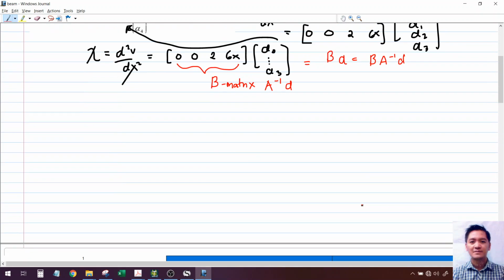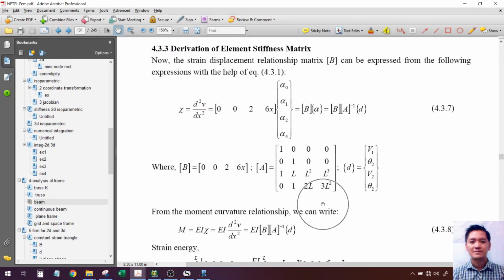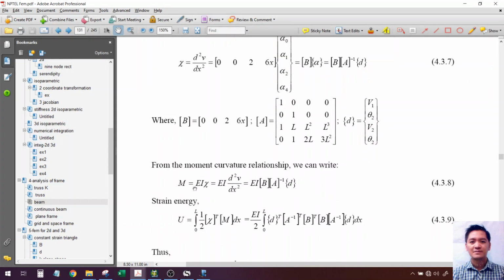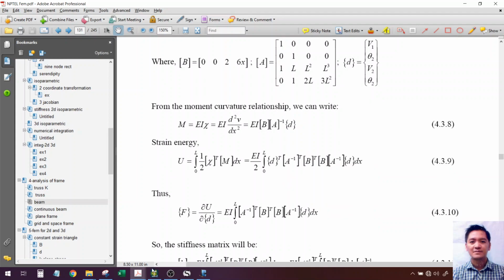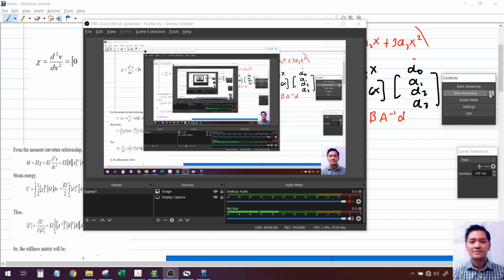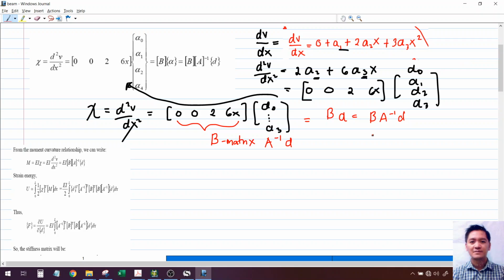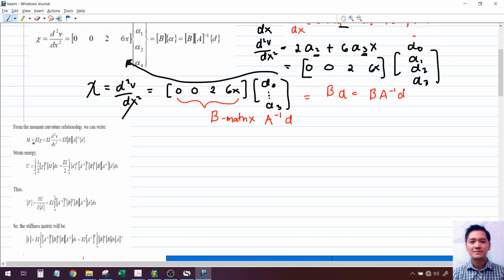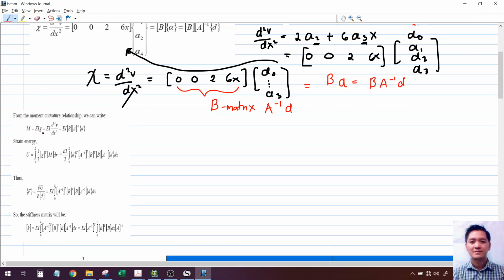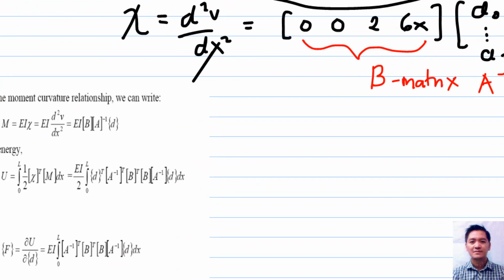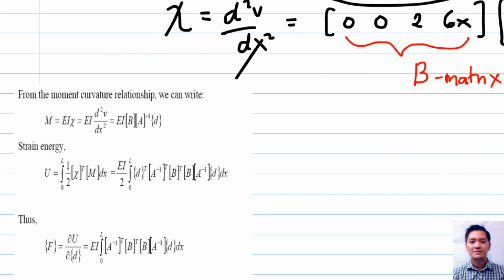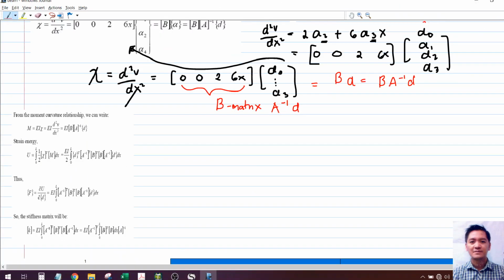Okay. Next is, so alam na natin yung B matrix natin. And using this equation, EI d squared v over dx squared. Okay, so let's continue. Okay, so finish ko lang to. So EI, the curvature, d squared v dx squared. Okay, so pag sinubstitute natin yung the curvature, EI B A inverse D.